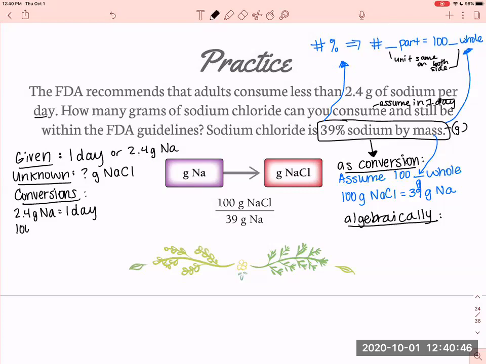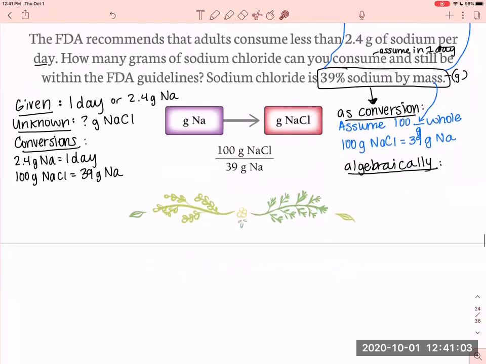I can say, well, 100 grams of sodium chloride is equal to 39 grams of sodium. Notice that I can't just write 100 grams equals 39 grams. I have to now include the sodium chloride and the sodium because my units are the same, so something has to be different. It's going to be my substance.